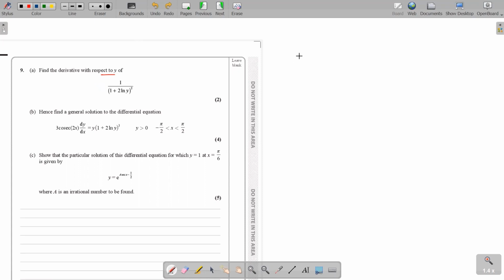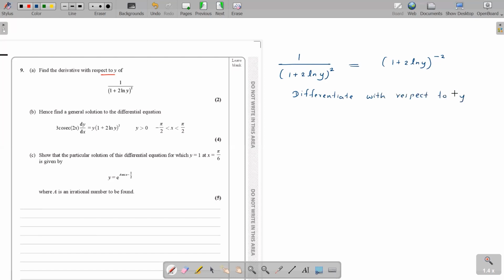So anyway, how do we integrate 1 over... sorry, not integrate. We need to find the derivative. Derivative means we need to differentiate 2 ln y to the power 2. To differentiate, the best thing is to make sure it's in the numerator. So I get 1 plus 2 ln y to the power minus 2. Then let's differentiate with respect to y.